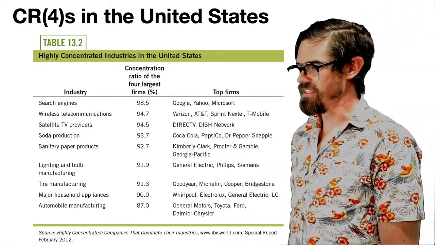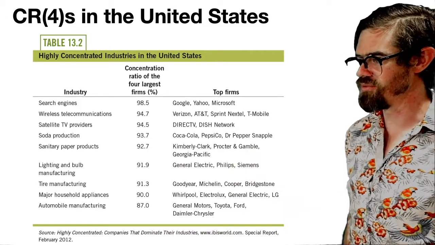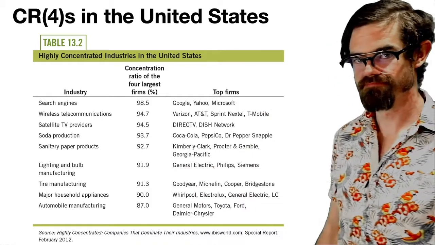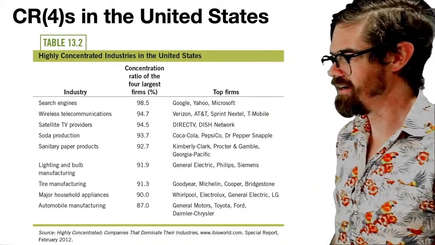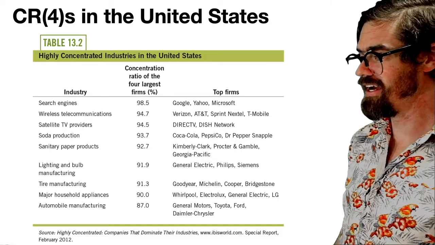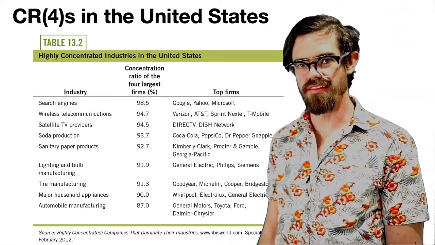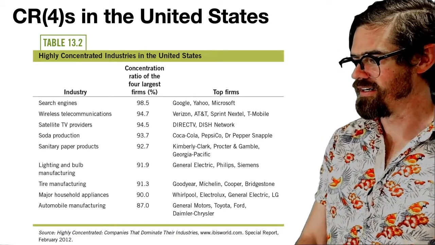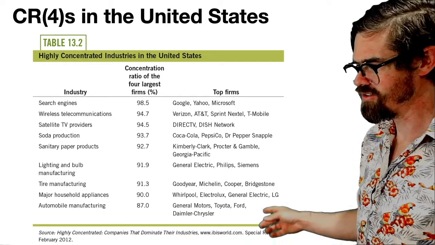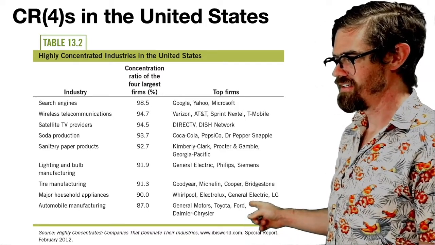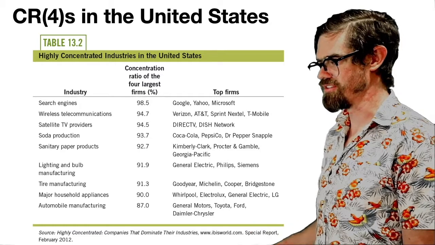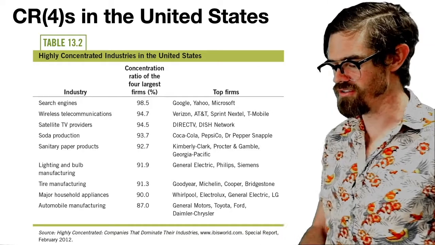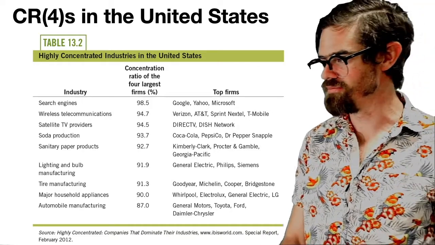Some other ones: satellite TV, soda production. That's not too surprising. Here's an interesting one: sanitary paper products. They're killing it right now. Lighting and bulb manufacturing. Probably didn't think of that, but that's highly concentrated. Tire manufacturing, household appliances, and then of course automobile manufacturing. Now, this is from 2012, so this is somewhat outdated. Tesla might be part of this now. I'm not sure, but if it's not, it will be soon.